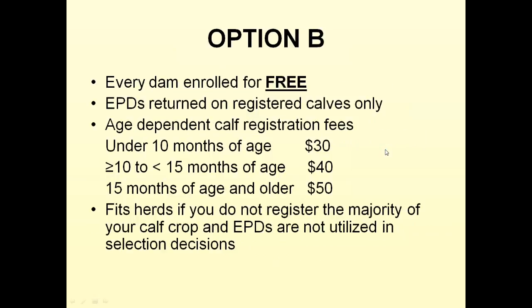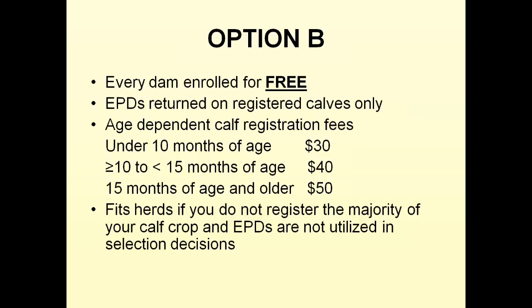Then there's option B, which is where every dam is enrolled for free, so it doesn't cost you anything to inventory the cows. EPDs get returned on your registered calves only, so if you don't pay the age-dependent calf registration fees that are listed there, then you don't get to see EPDs on your calf. Those age fees are, you'll pay $30 for a calf under 10 months of age, $40 for a calf between 10 to 15 months of age, and anything 15 months of age or older is going to cost you $50.